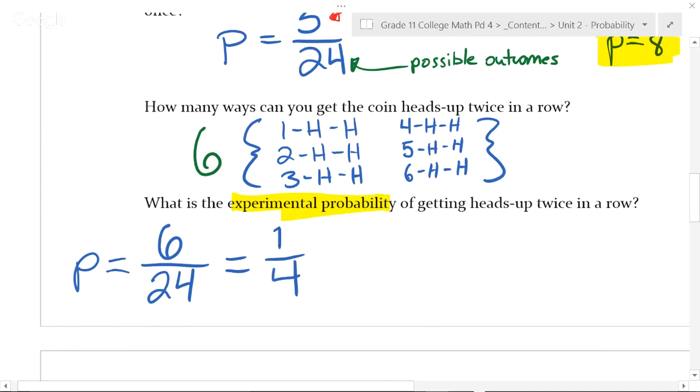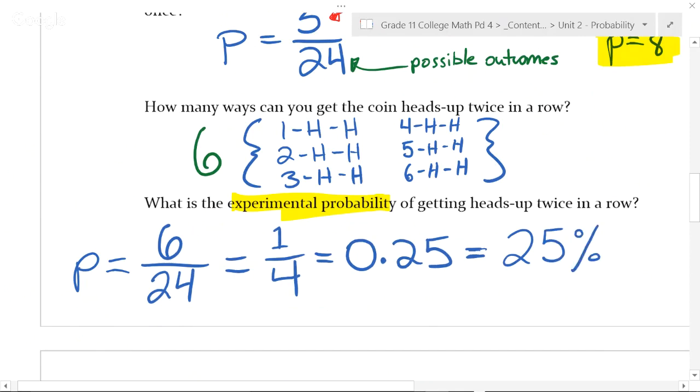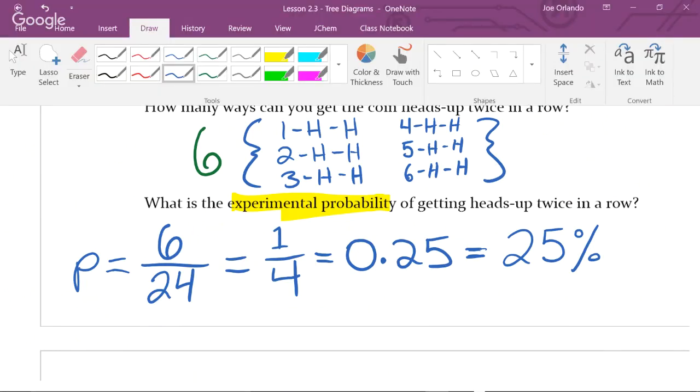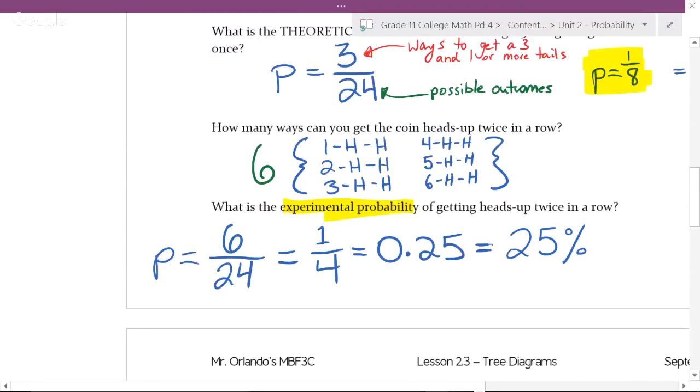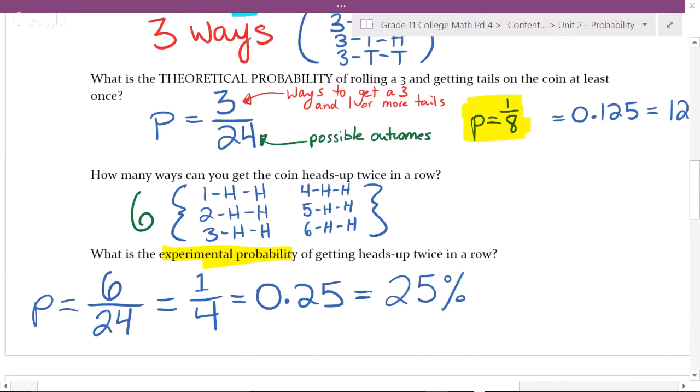And now Tristan's saying, Mr. Orlando, I can make that decimal. And I'm saying, okay, go. And he says it's 0.25. And that, of course, leaves Jade who may or may not actually be registered in this class, to say that that is 25%. So again, we can always express a probability as a fraction, as a decimal, or as a percent. They all make sense. They all have real meaning.